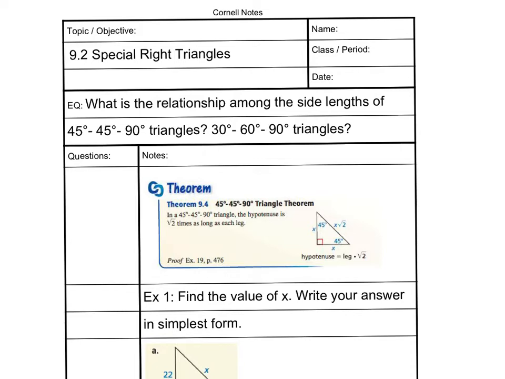And in a 45-45-90 triangle, the hypotenuse is the square root of 2 times as long as each side. So in a 45-45-90, the two legs are the same size, and the hypotenuse is the length of the leg times the square root of 2.